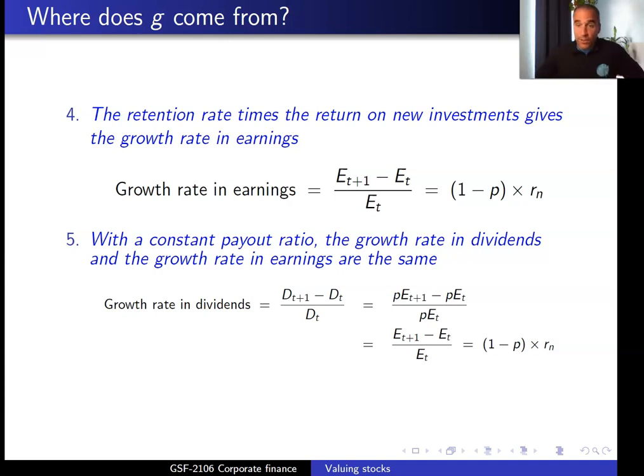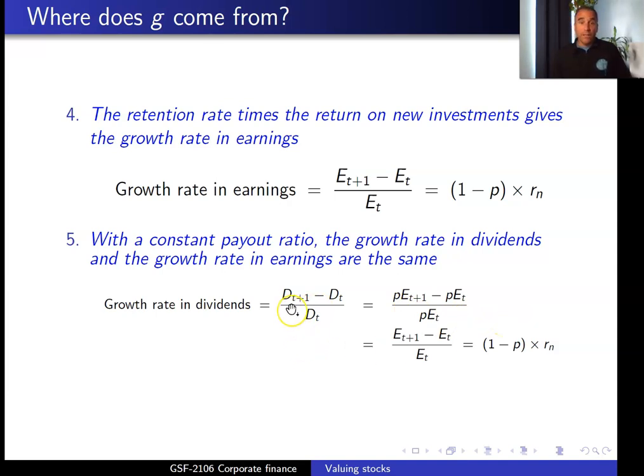The fraction retained in the firm we call the retention ratio, which is equal to 1 minus the payout ratio. So 1 minus the payout ratio times the return on new investments gives us the growth rate in earnings. Now, if the payout ratio is constant, if the fraction of earnings paid as dividends always remains the same, the growth rate in dividends has to be equal to the growth rate in earnings.